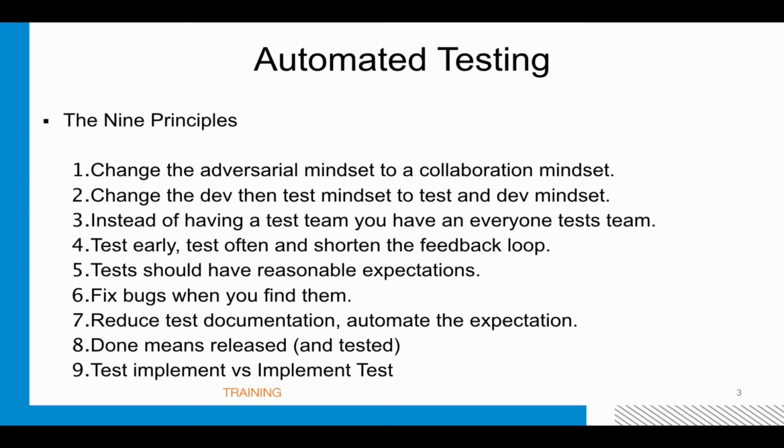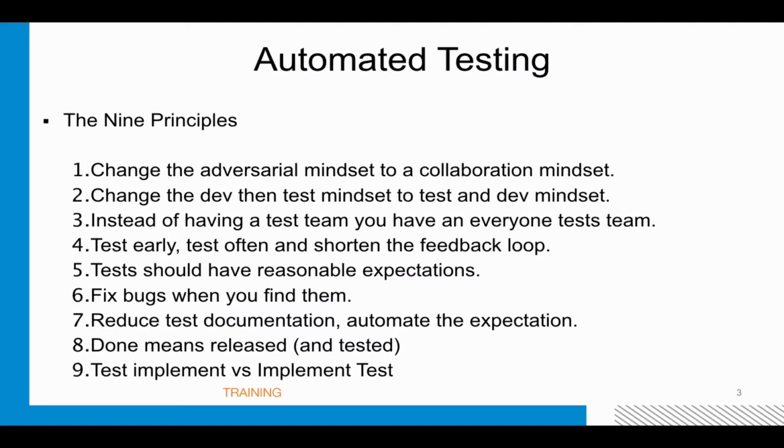So basically, it's very focused from a developer's perspective, but a very important part of the continuous delivery pipeline and the way you think about how we're all in this together, how things need to be done. So 9 principles: change the adversarial mindset to a collaboration mindset, right? That's DevOps 101. Change the dev then test mindset to test and dev. That's your test-driven development. Instead of having a test team, you have everyone test teams, right? Everybody test early, test often, and shorten the feedback loop.